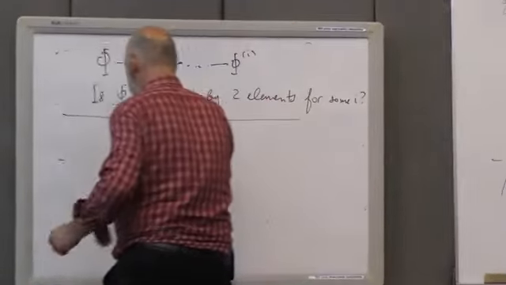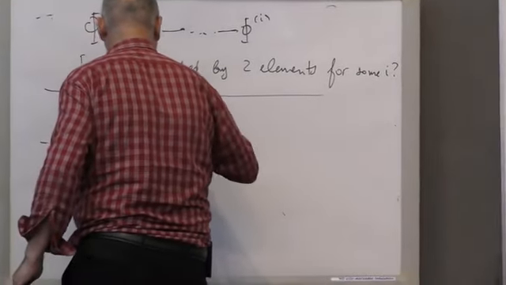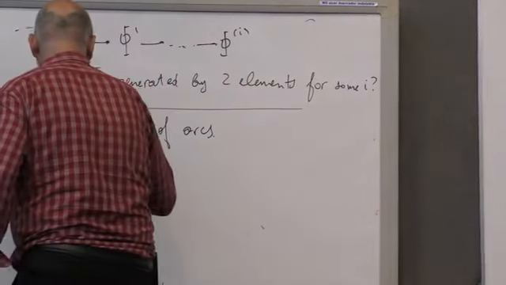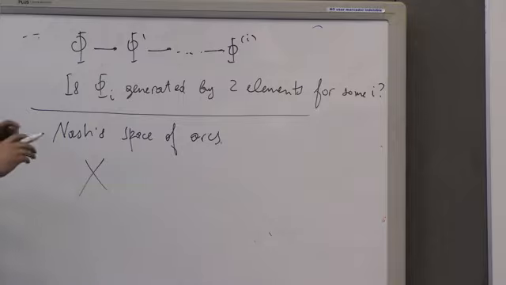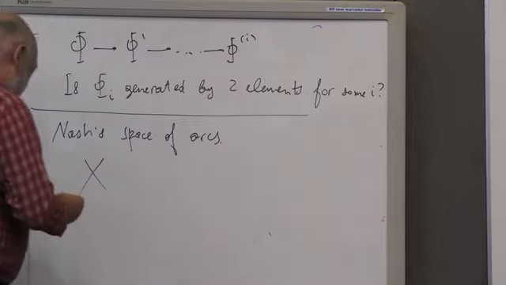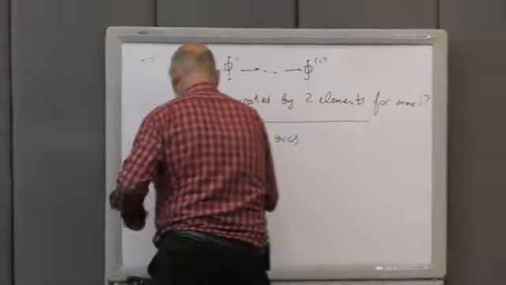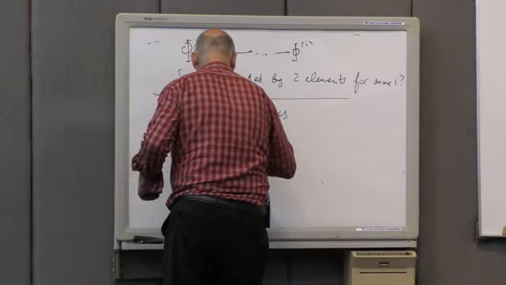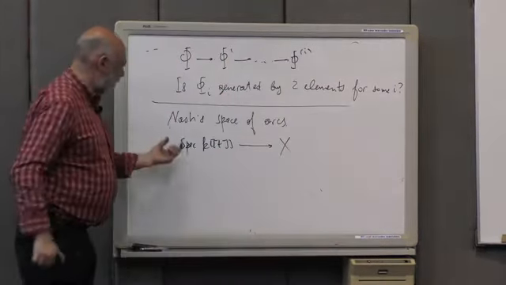So Nash's space of arcs is a very, very beautiful object. It's the following. I start with X, an algebraic variety. Mostly I'll take X to be an affine algebraic variety because my interest is local. And I consider the following object. So what's an arc? An arc is a morphism from this object to X.